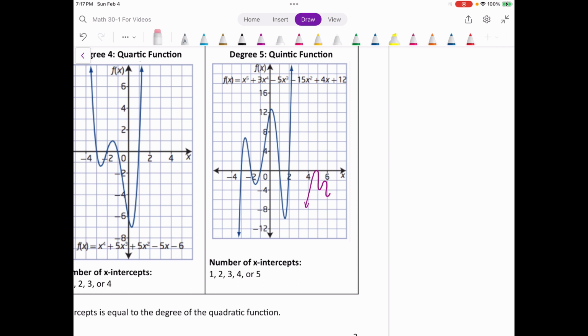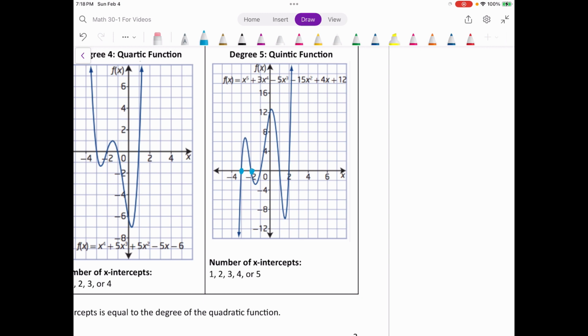Whoops, that's not going to work, is it? Wasn't thinking there. Could go something like this. Oh boy, I lost count. Think like that, right? Something like that could have 2 x-intercepts. Maybe that's something like 1, 2. Then it goes like that, right? Could have 3, could have 4, could have 5, like we see here.